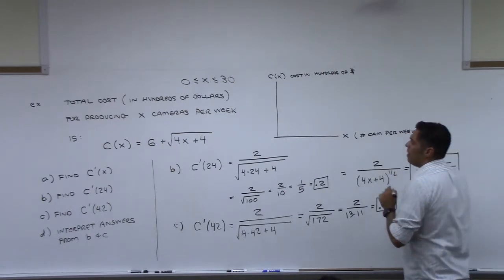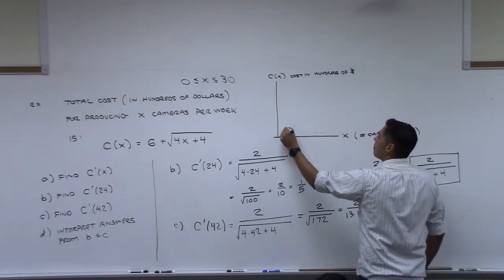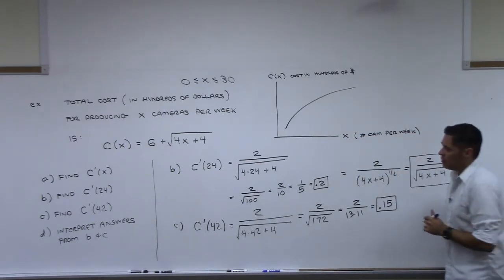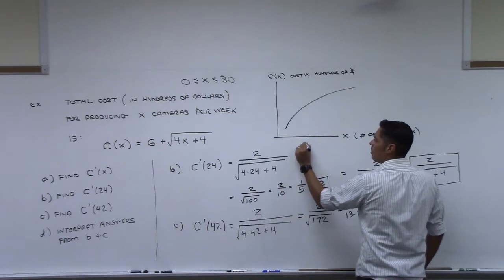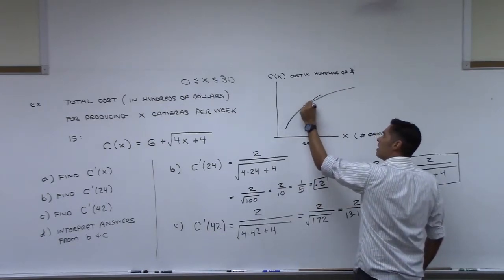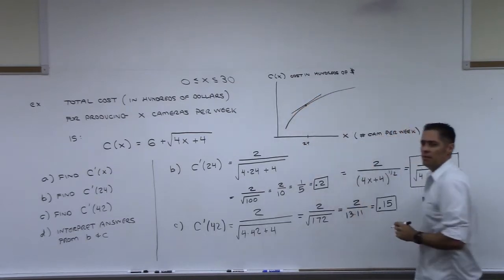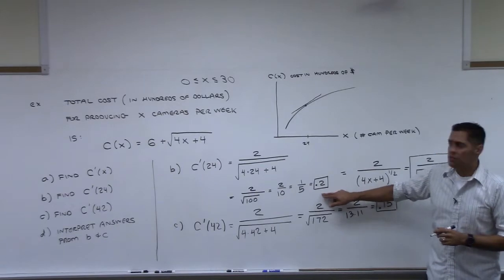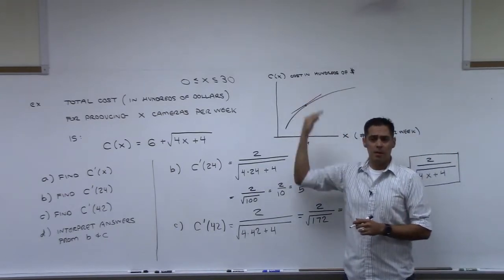Now, we have a graph in here, and the graph looks like something. What we've done is we've gone to 24 cameras, and we have found the slope of that tangent line. What is the slope of that tangent line at 24? 0.2, right? So it's pitched up a little bit.